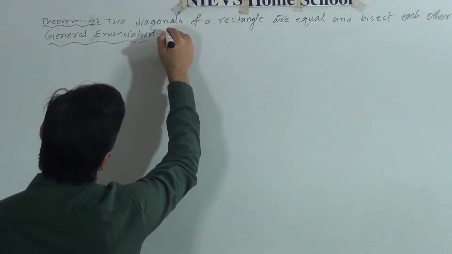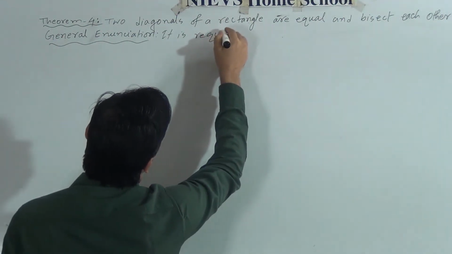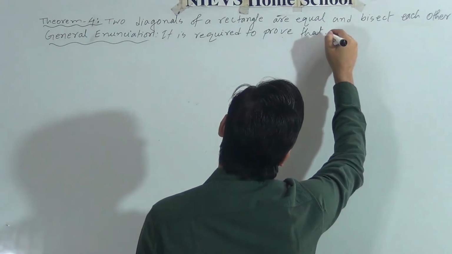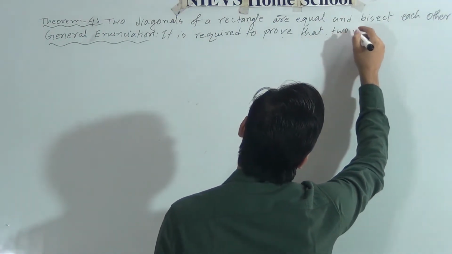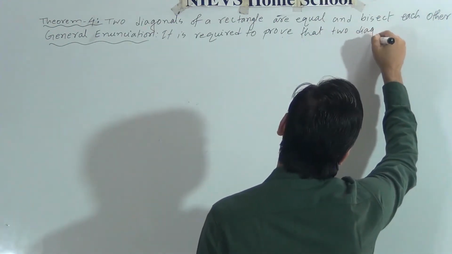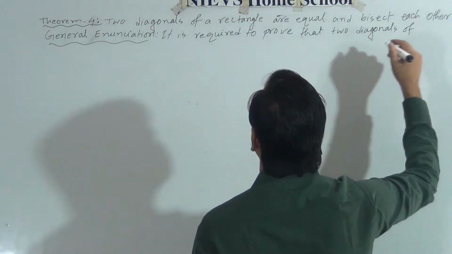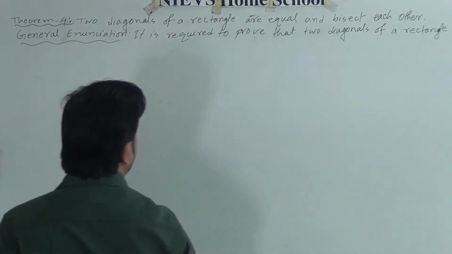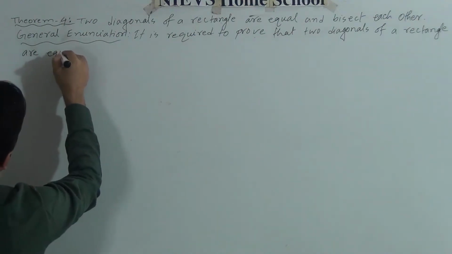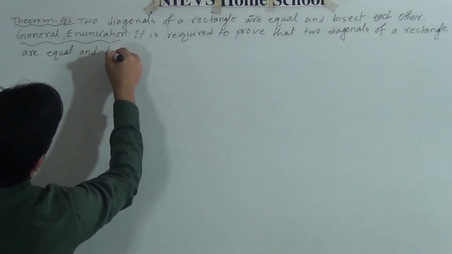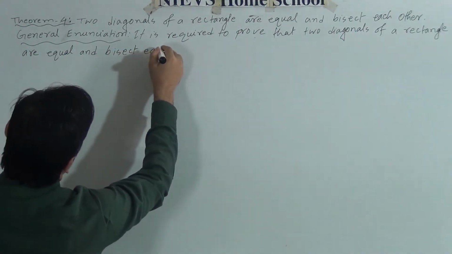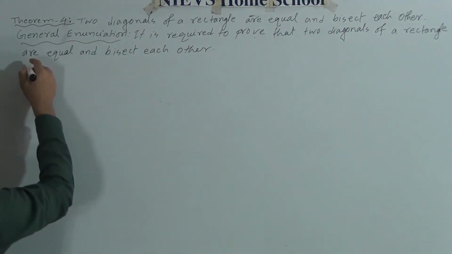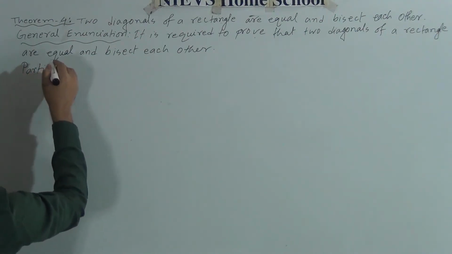It is required to prove that two diagonals of a rectangle are equal and bisect each other. This is general enunciation. Okay, now particular enunciation and figure, or we can write proposition.